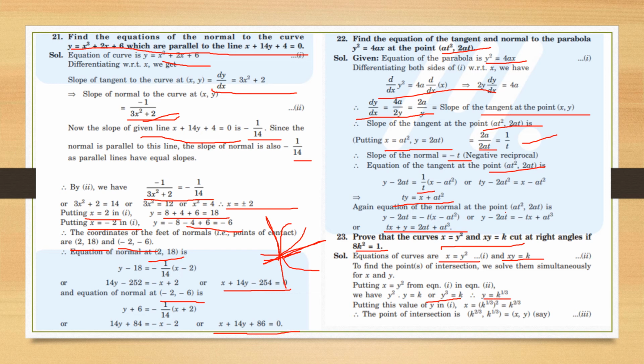And similarly, the value of y I can get from here, when I put it in x, so I'll get x as k raised to power 2 by 3. So the point comes as k raised to power 2 by 3 and k raised to power 1 by 3, which is my (x, y). So as you can see, the answer is just in this form.